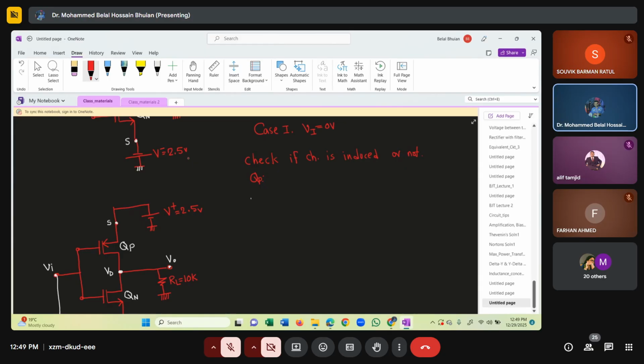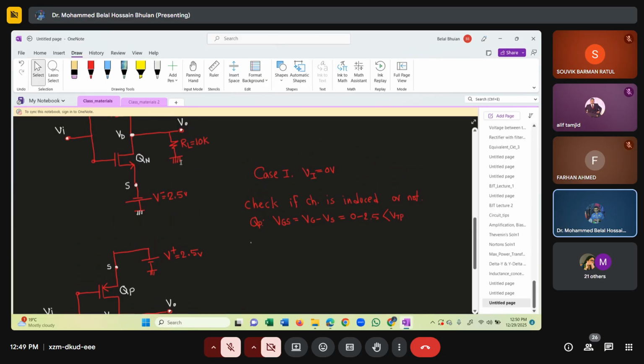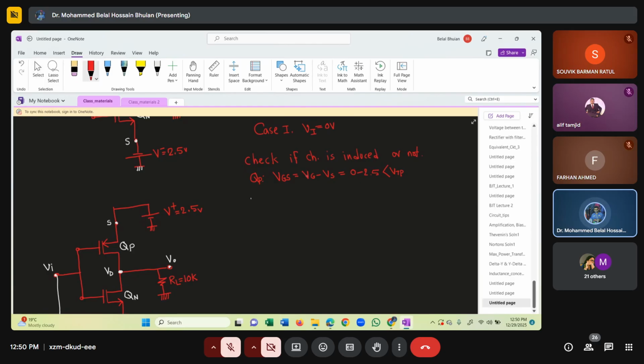We know we do VGS. So VG minus VS: VG is equal to 0 volt, minus VS, which is 2.5 volt. So clearly it's less than VTP. What is VTP? VTP is equal to -1. So it's less than VTP, so the channel is induced.